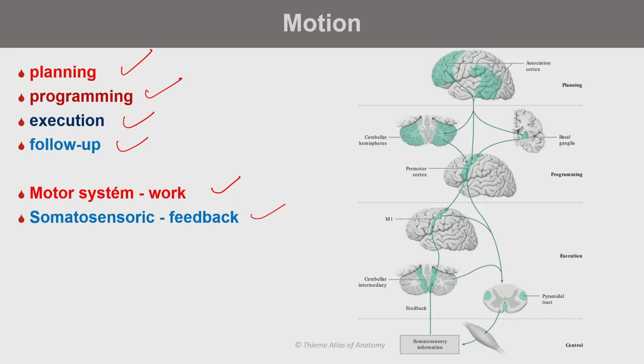So which structures are acting during the motion execution? So the programming is important, that is starting in the frontal and also in the temporal and parietal lobes. So this is something which is then guiding the system which is preparing the musculoskeletal system for the motion execution.